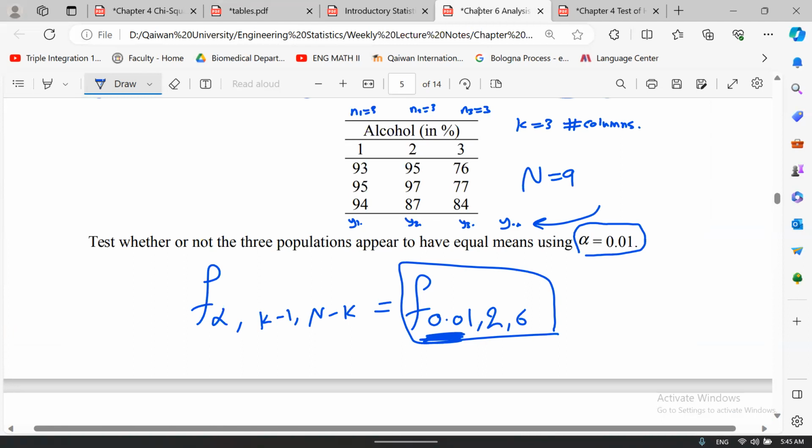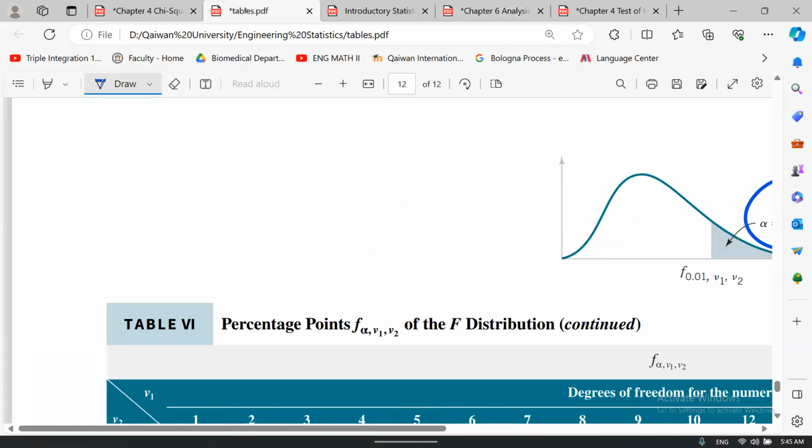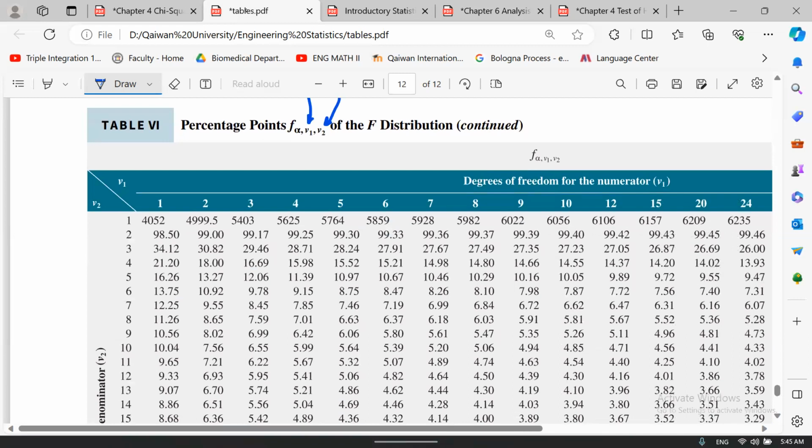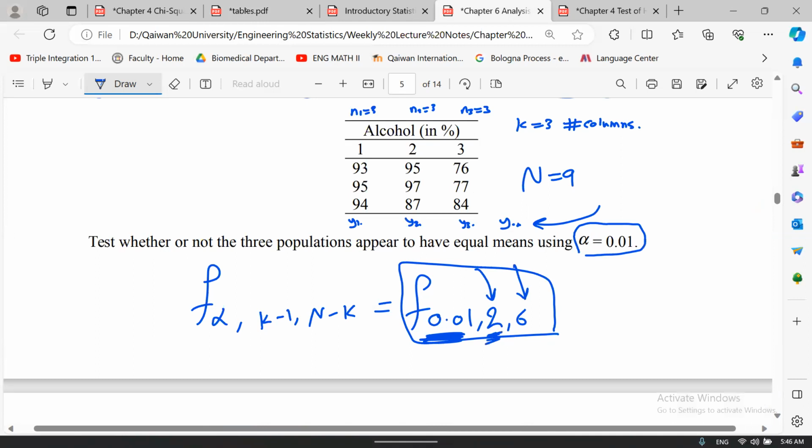Then in the table, we look for 2 and 6. First 2 and then 6. Look at the table. In the table, it's given. This is V1. The second is V2. Okay? What's V1? V1 is the horizontal one. V2 is the vertical one. So we look for 2 horizontally and we look for 6 vertically. 2 horizontally and 6 vertically. This is V1, V2.